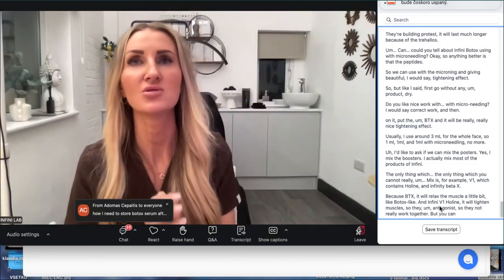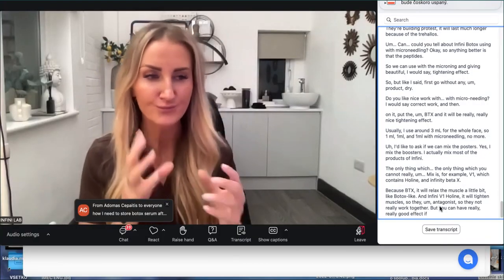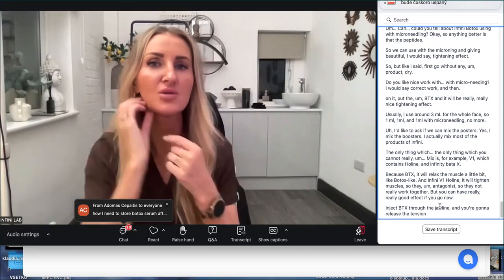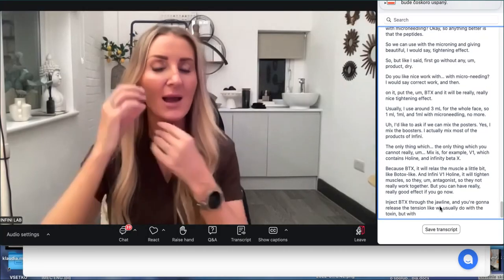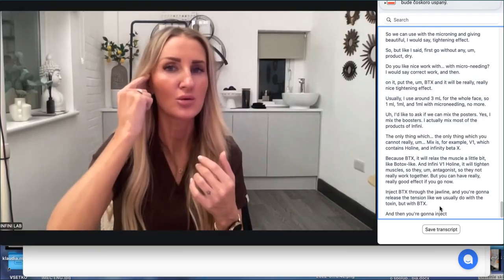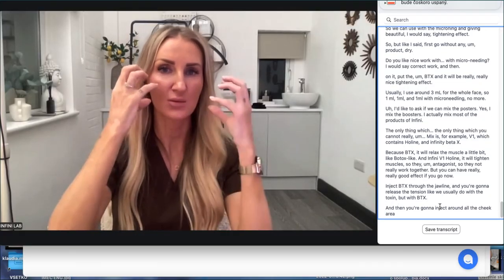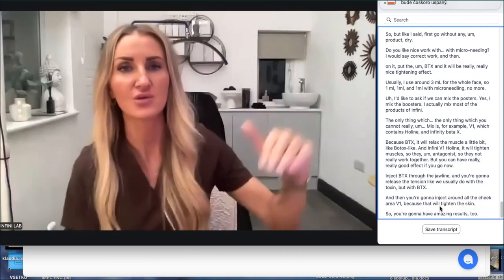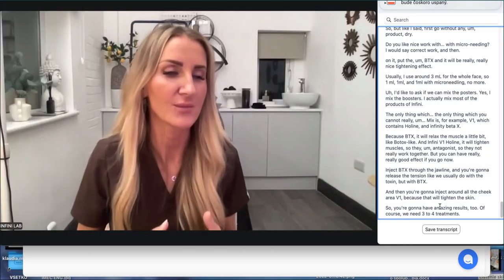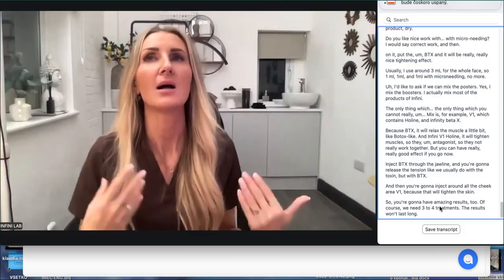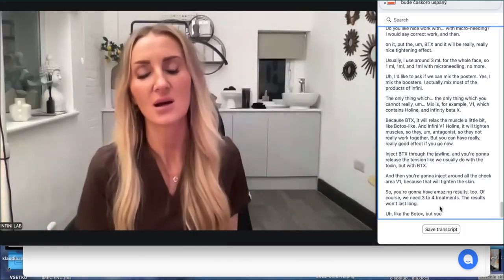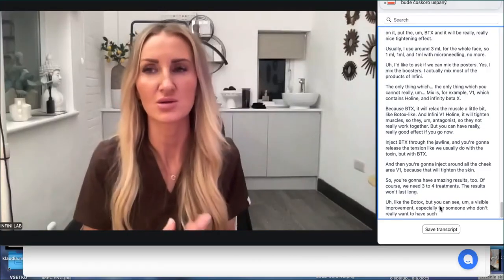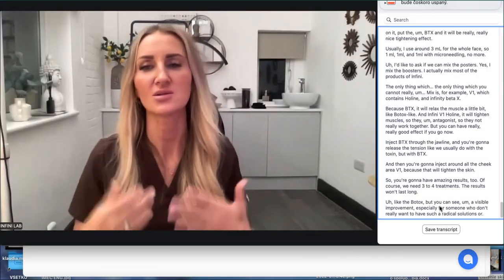But you can have a really good effect if you inject BTX through the jawline and release the tension like we usually do with toxin, but with BTX, and then inject V1 around all the cheek area, because that will tighten the skin. So you're going to have amazing results too. Of course, we need 3 to 4 treatments. The results won't last as long as Botox, but you can see a visible improvement, especially for someone who doesn't want such radical solutions or wants quick results, for example, for an event.